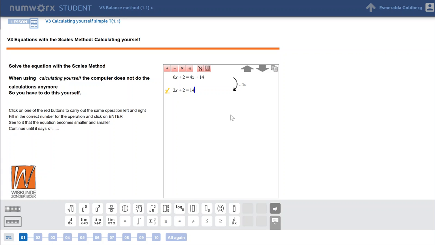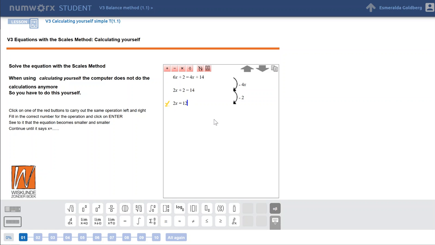Like I said, we want x's to be on the left-hand side, regular numbers to be on the right-hand side. So right now on the left-hand side we still have the number 2, and we don't want that to be there. 2 loose marbles, and we can take those away by doing minus 2. Whatever we do on one side, we also have to do on the other side. So the equation becomes 2 times x is equal to 12, because 14 minus 2 is 12. Now, here we have what we want. X is on the left-hand side, regular numbers on the right-hand side.